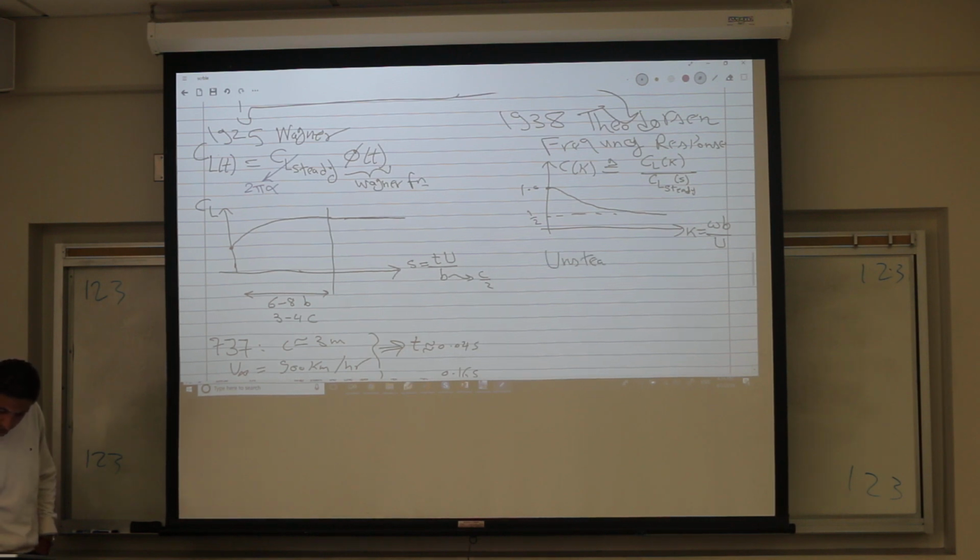Unsteady lift is always less than the steady counterpart in small angle of attack, because in high angle of attack it's a different thing. Any question about this story?